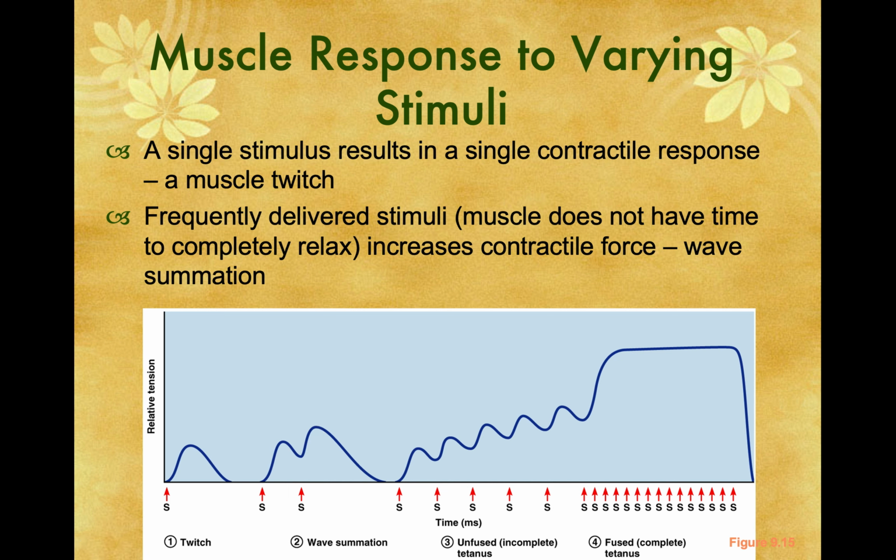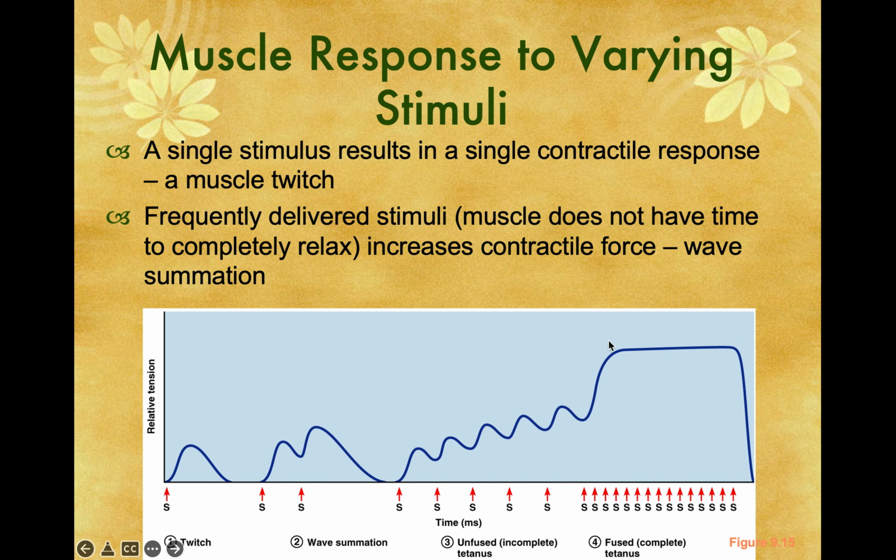And then you have this period of time where, if you keep sending signals, you get an increased amount of strength. So think about picking something up. As you pick it up, it gets heavier. Like children, you have to lunge for it. And as you do that, you send a bunch of different signals. And that's called unfused or incomplete tetanus.